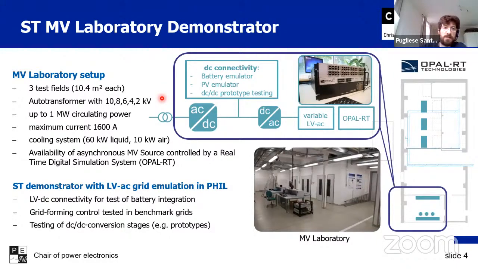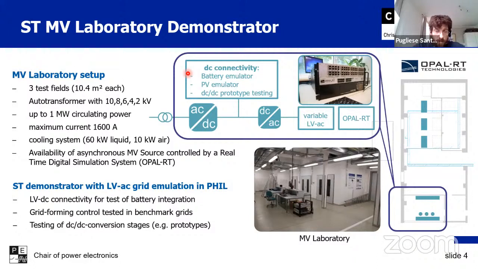We also have a new facility, which is a medium voltage laboratory, where we have a connection to the medium voltage. The aim there was to test a smart transformer. For those of you who don't know what a smart transformer is, it is a power electronics based medium voltage to low voltage transformer.